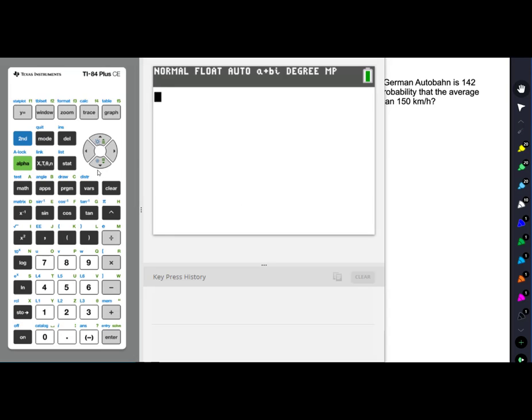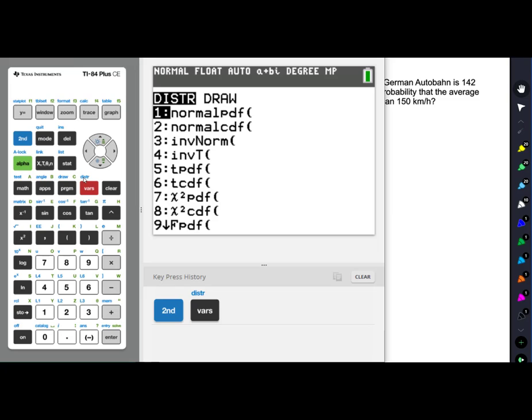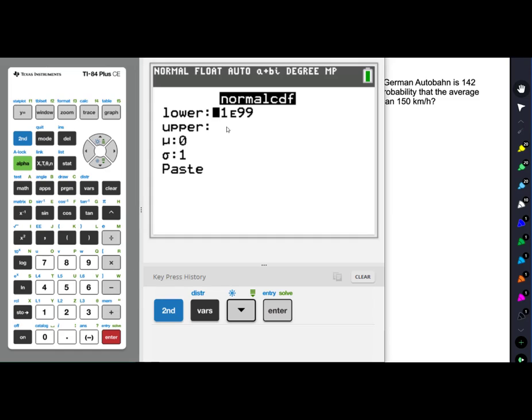The function we're going to use, because we are finding normal distribution probabilities, we'd hit second, vars to get into the distribution menu, and we would still be using normal CDF. Now, when you pull up the normal CDF function, if you just press enter, it will tell you the 4 different inputs that it needs in order to come up with the probabilities. That's not any different if we're using the central limit theorem.